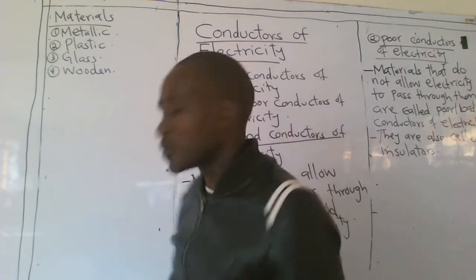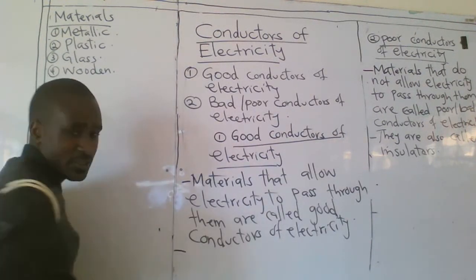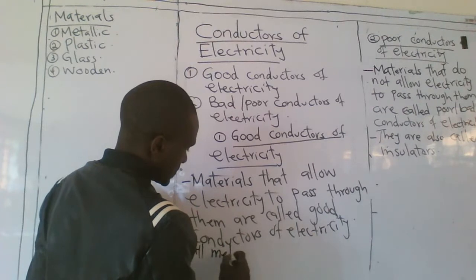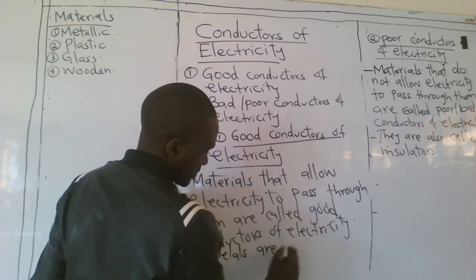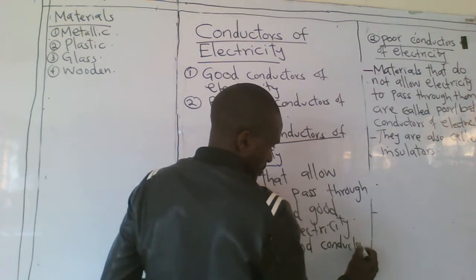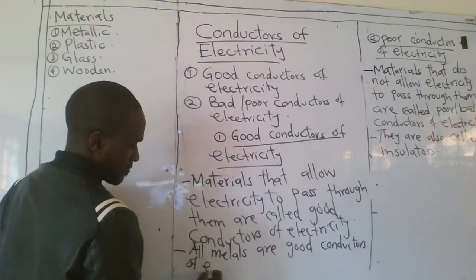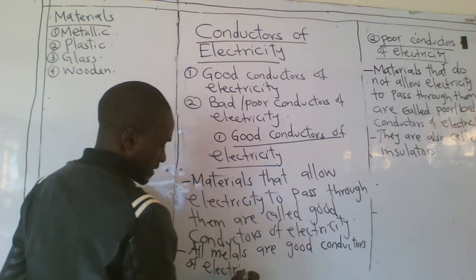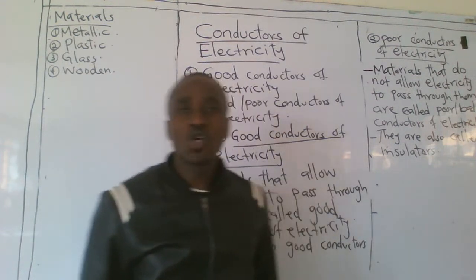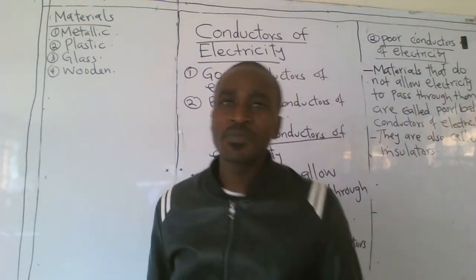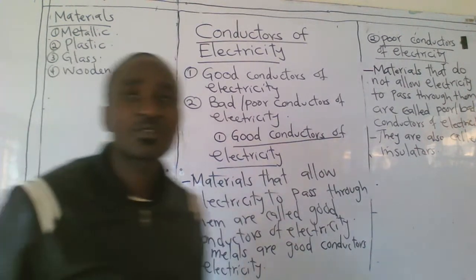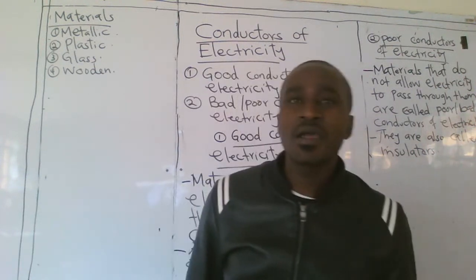When you come to good conductors of electricity, you will realize that all metals are good conductors of electricity. We also have some non-metallic materials which are good conductors of electricity, and that is water and graphite.